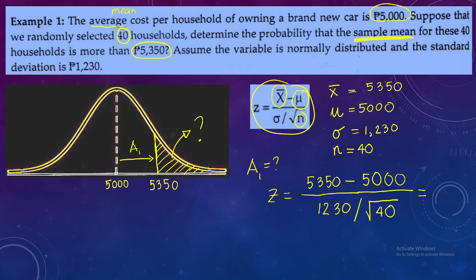Solve everything right away. Make use of your calculators. Casio fx-991ES, you can use that. And calculate, input everything right away. So I have here a fraction. Then I have 5,350 minus 5,000. Then I have 1,230 divided by the square root of 40. How much do you get, by the way?